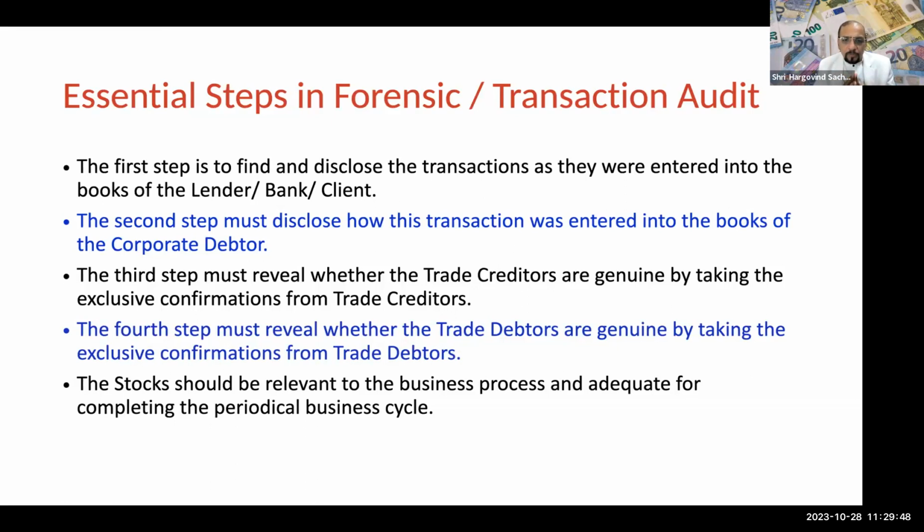First, to find out and disclose the transactions as they were entered in the books of the lender, bank, or client. Suppose the bank has given a term loan, it will show a term loan account statement. So you have verified that it is a term loan availed by the party. Now you cross-check that bank account statement with the cash book of the borrower. The loan is repayable in 5 years, and he has utilized that money towards acquisition of capital assets, then it is something which is in order.